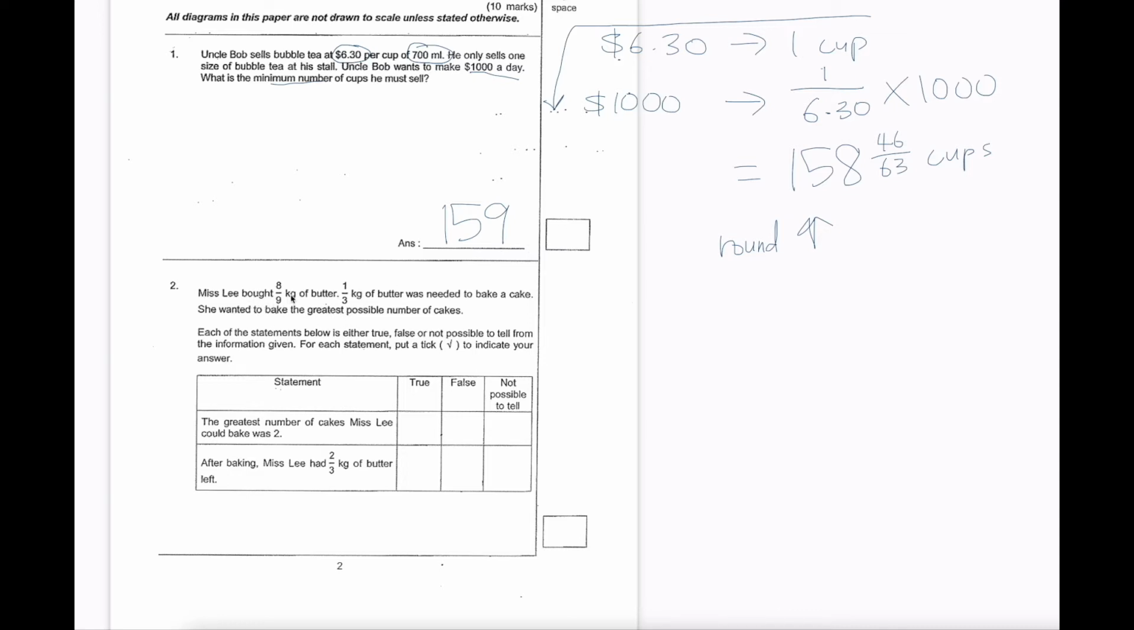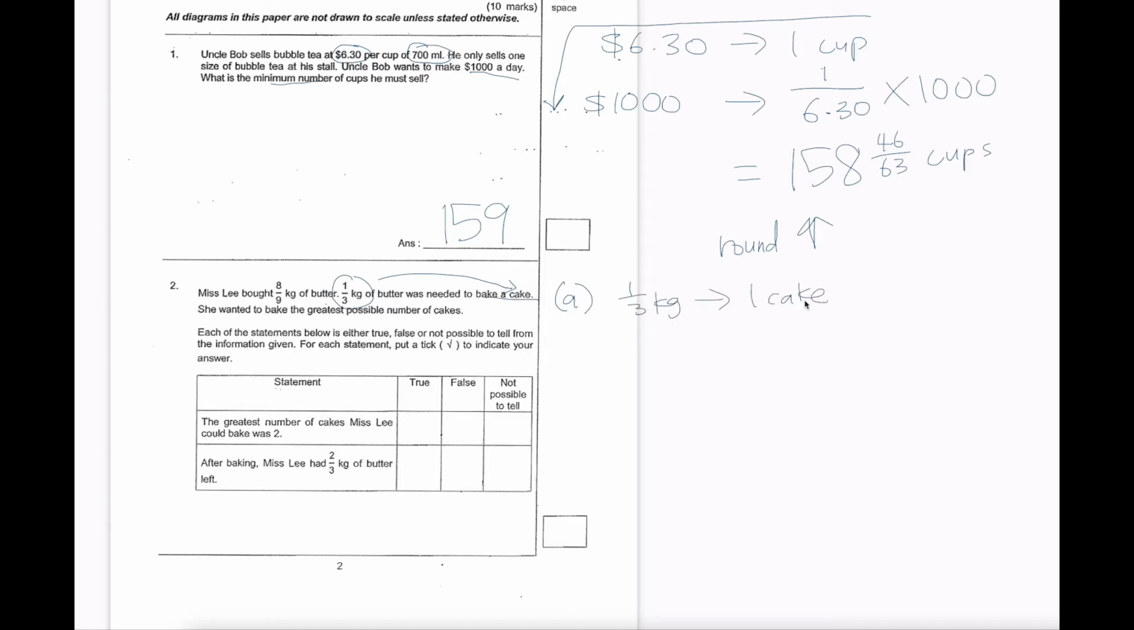Miss Lee bought 8 over 9 kg of butter. 1/3 was needed to bake a cake. Okay, cake. And she wanted to bake the greatest possible number of cakes. So the greatest number of cakes Miss Lee could bake was 2. Let's find out, okay? So part A, 1/3 kg is 1 cake.